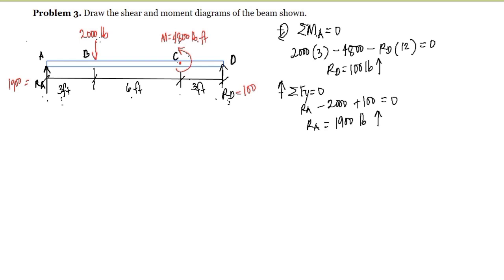Now, for the segment AB, we have here the limit from 0 to 3 feet. So 0 is less than or equal to x, less than or equal to 3. And we are going to take the cut between A and B. So we have RA, which is equal to 1,900 pounds, and this is distance x. So here is where we cut, and then we will expose there the shear and the moment, of course, for the segment AB.